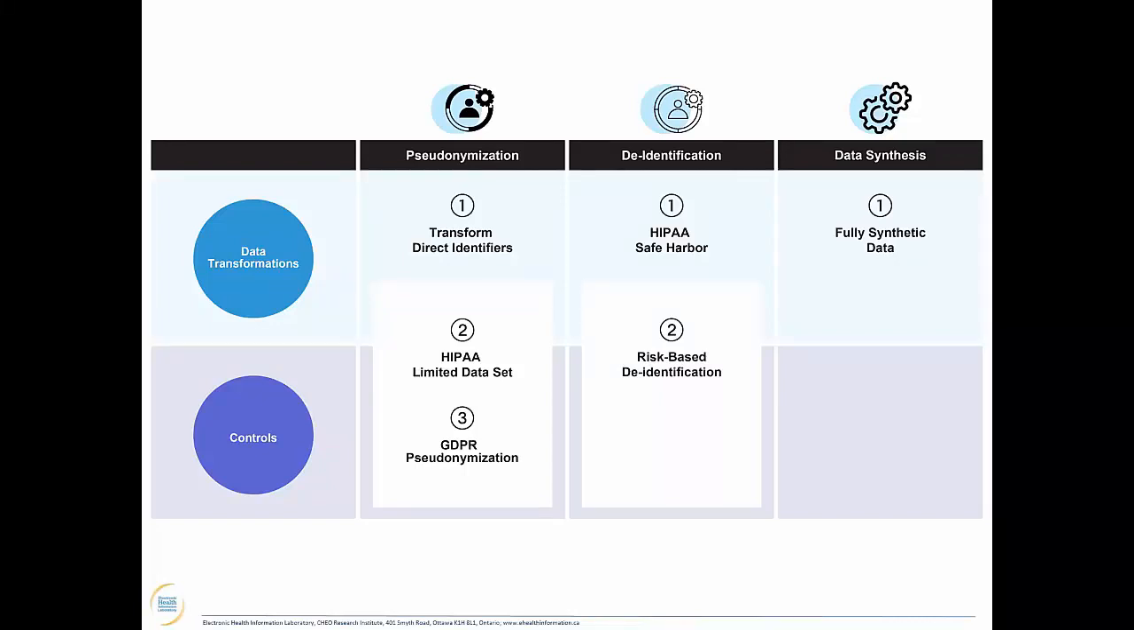Risk-based de-identification is method number two under the de-identification column. It combines statistical methods for measuring the probability of identification and application of robust controls to further manage the risk of identifiability. And then the last column is synthetic data.